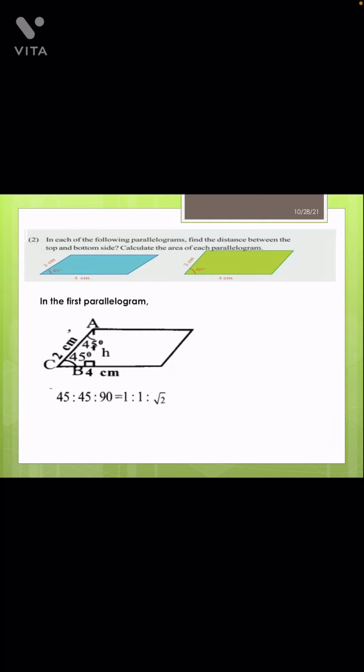Here the angles are 45 degree, proportional to 45 degree and 90 degree. So the sides will be 1, 1, root 2. So h will be root 2. So we can write area will be b into h, that is equal to 4 root 2 centimeter square.